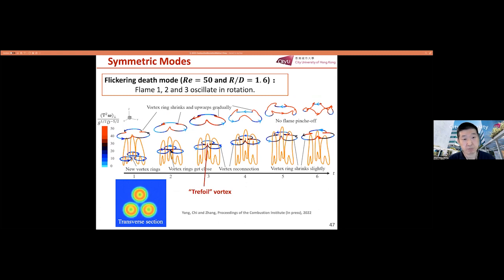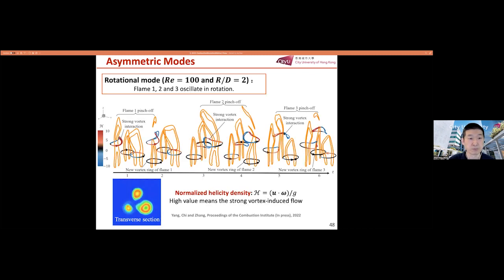So the flickering death mode is because in a certain situation, the vortex shedding is downstream of the flame, so there's no chance to pinch off the flame. So the only influence of this vortex shedding is to slightly affect the flame to make it oscillate without apparent flickering. This is an asymmetric mode, rotational mode.